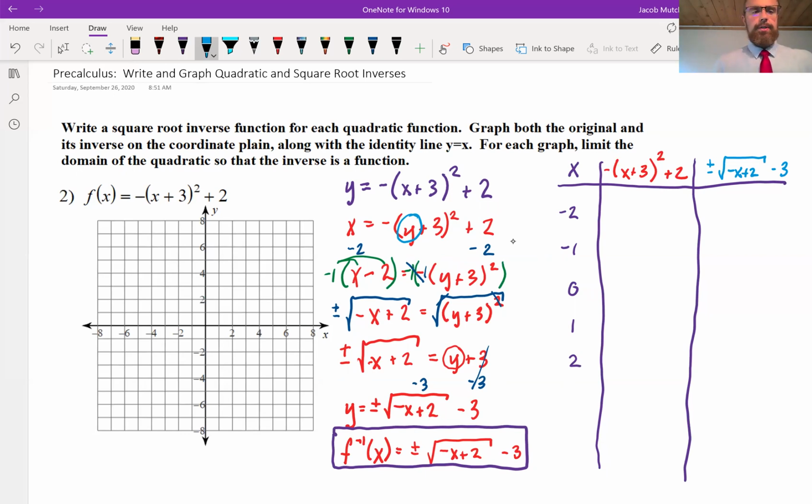So what I'd like to do is get a table of values, and what we'll do is we'll use the Desmos graphing calculator to do so. So let's head over to Desmos and make sure that we write those down first. So I'm recording those two equations, the original quadratic and the inverse. And we'll graph these on the graphing calculator.